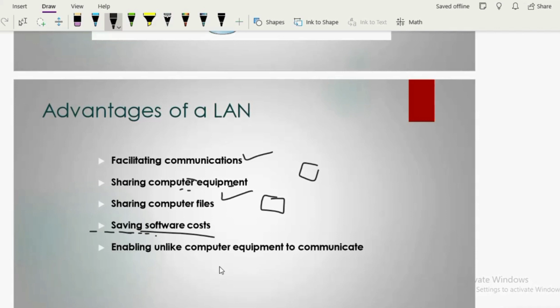Enabling unlike computer equipment to communicate. You can enable unlike computer equipment. Enable means make it available when you want to communicate. Make it disable when you don't want it to be attached.